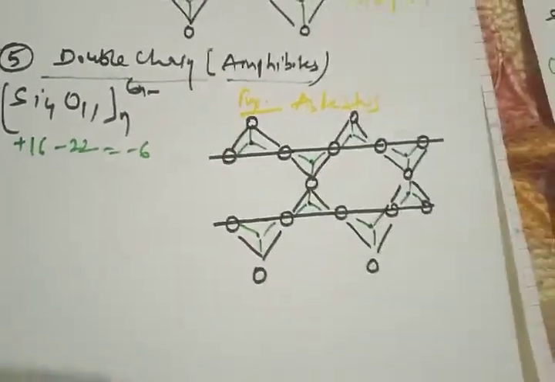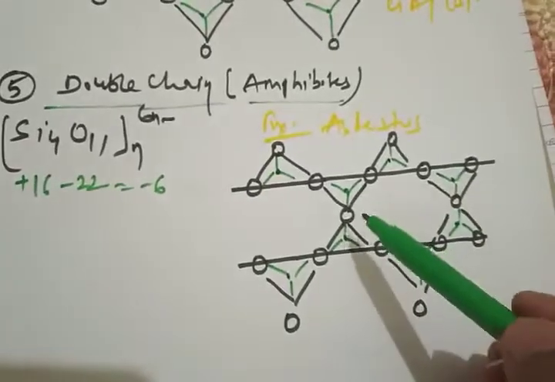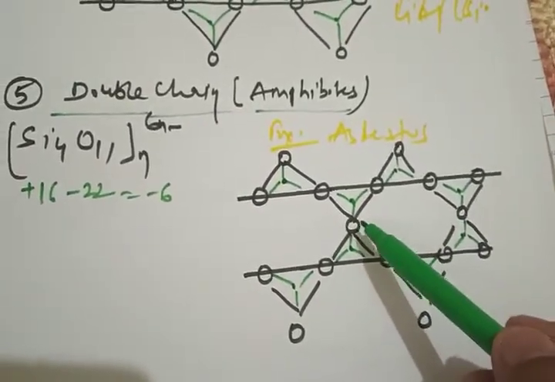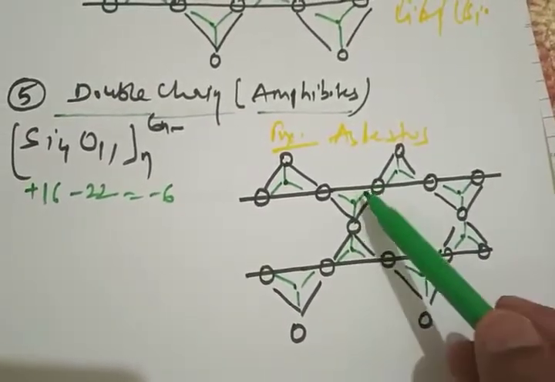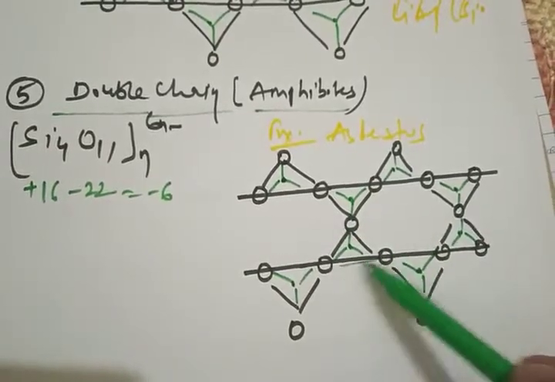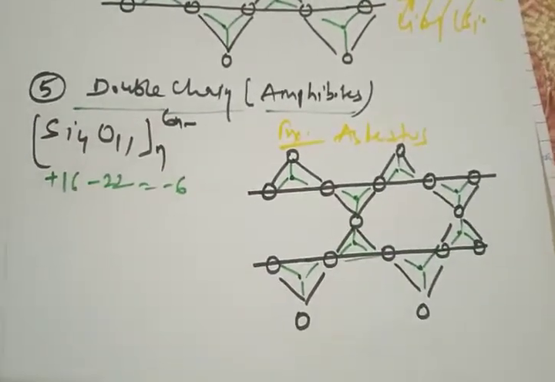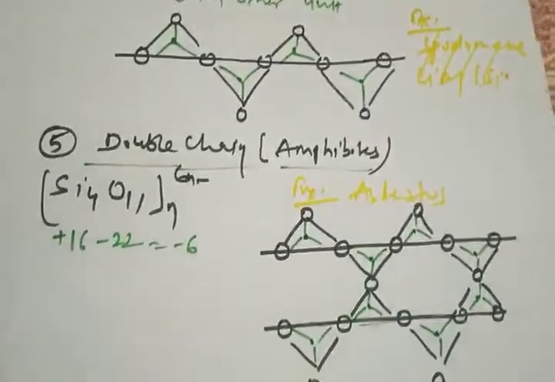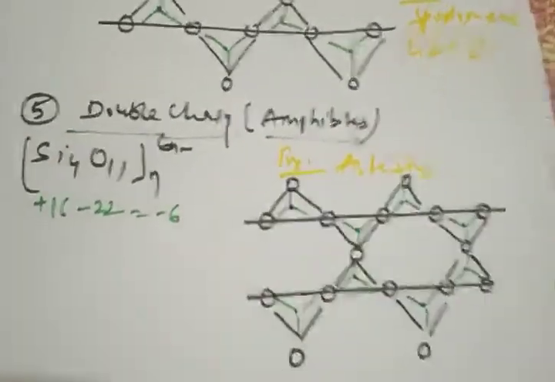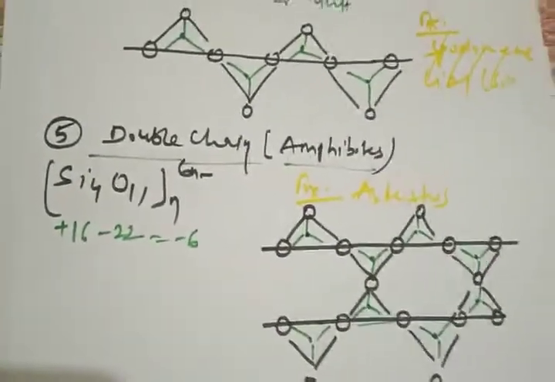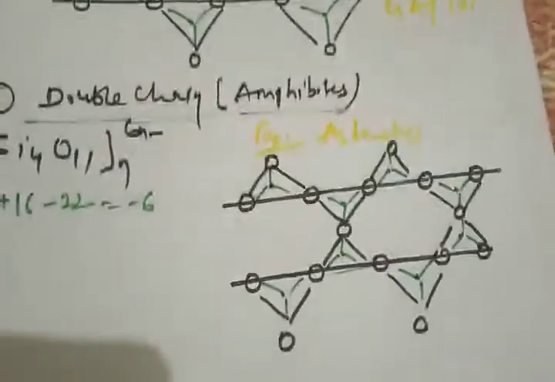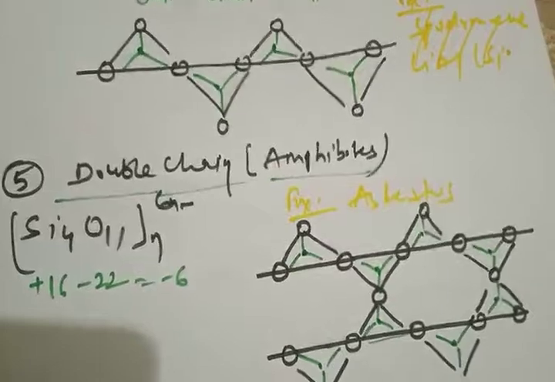Okay, so this is how this oxygen is present in both chains. This chain is also, and this chain is also. So this is how the double chain is formed. The basic unit is Si4O11, and the example is asbestos. Okay, then we move on. These all are 2D structures.